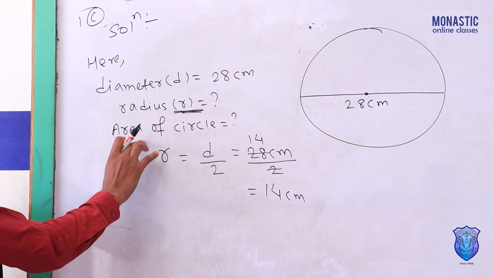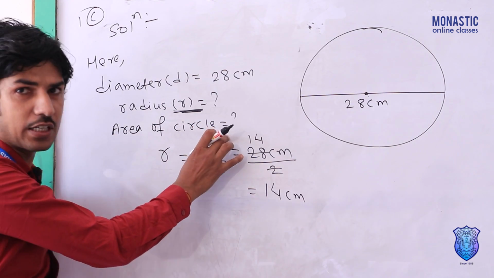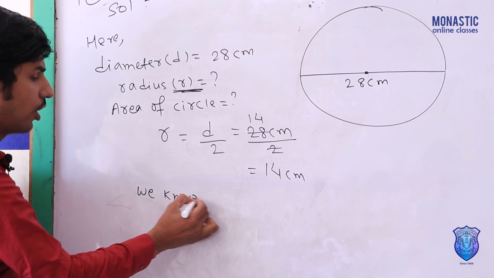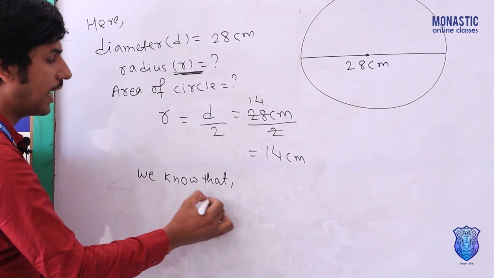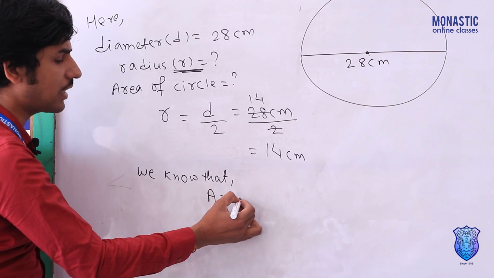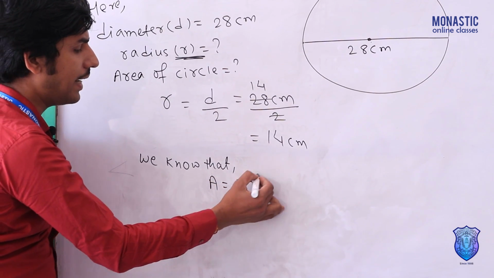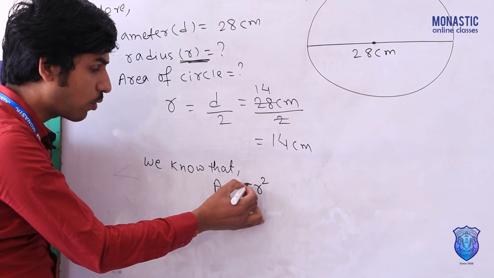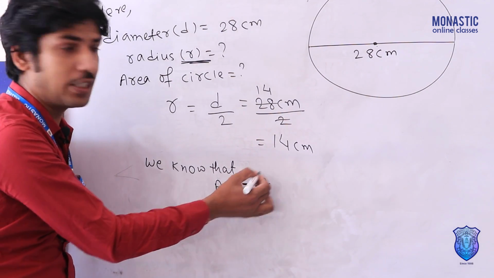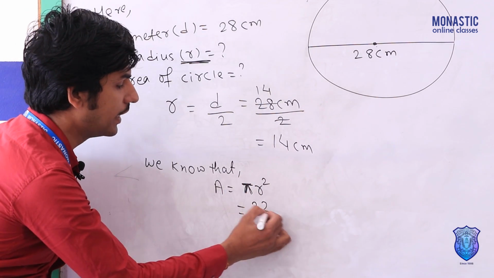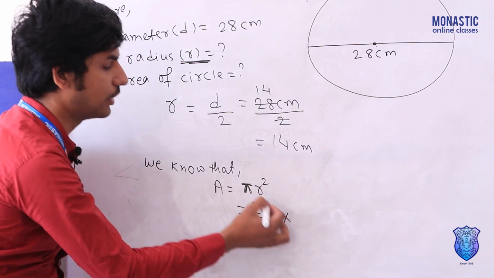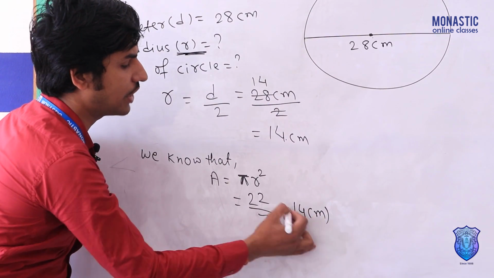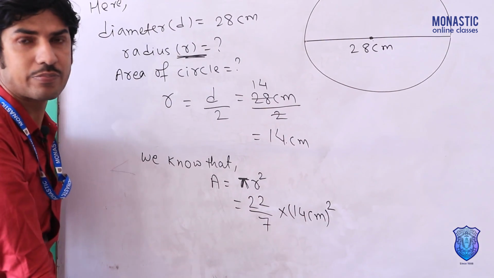After this, what do we have to find out? Area of the circle. And for this, what do we know? That area of circle is equal to pi r square. Now the question comes, this pi value, how much? That means 22 by 7 into the radius, how much? The 14 centimeter whole square.